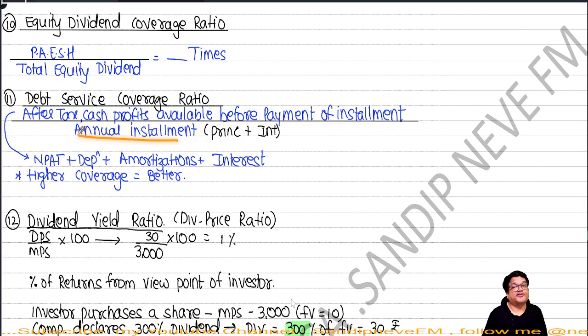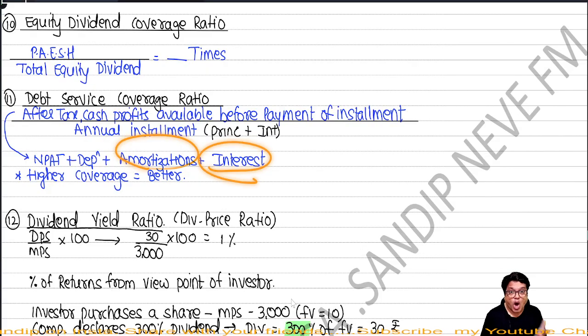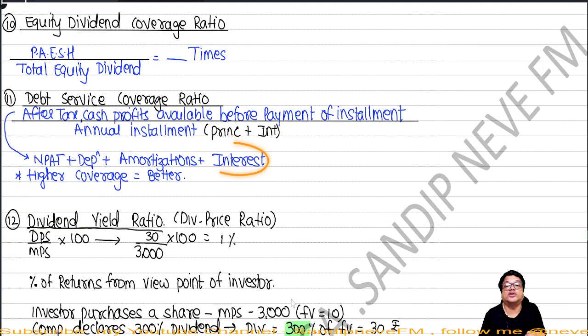So how do we reach after tax cash profits? You take NPAT, add back depreciation. Till here, people are comfortable, because depreciation is a non-cash expenditure. Sir, very true, friend. Similarly amortization, non-cash, add it. Then people say, sir, you're adding back interest. Why, sir? Interest is a cash expenditure. But what am I checking? I'm checking my ability to pay the installment, which also covers interest.